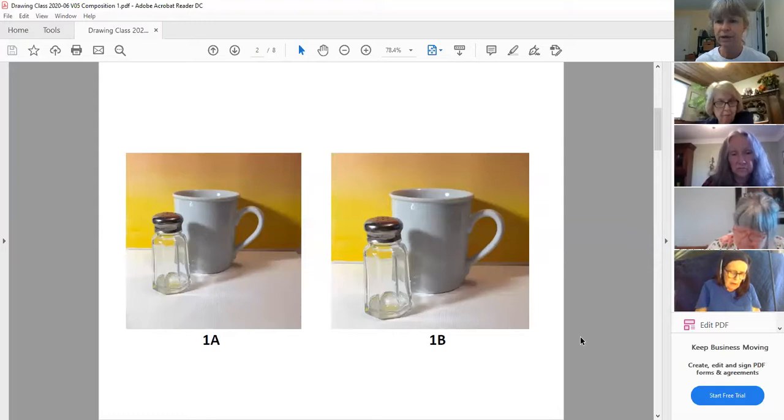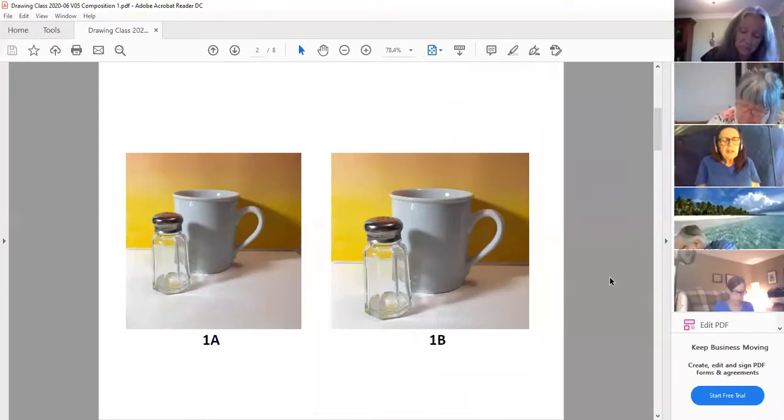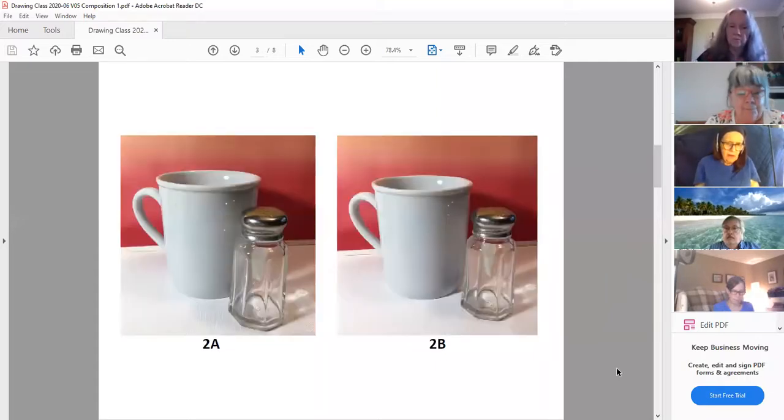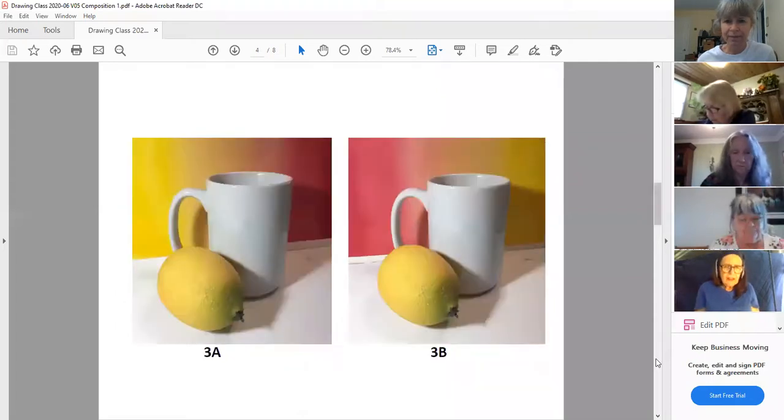So 30 more seconds for this one. The number 2 is this one. So try to identify which of 2A or 2B pleases you the most and why. The next one, number 3, is 3A or 3B. Which do you prefer? And then try to identify why and write it down in your book.